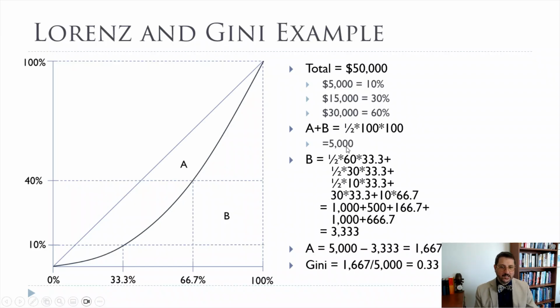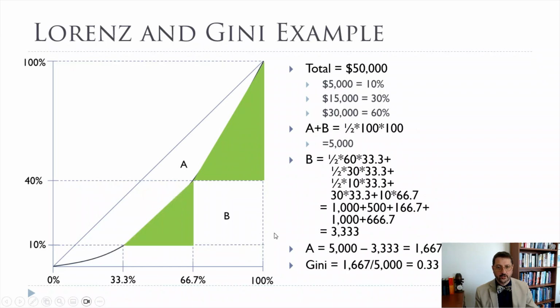Now, A here would be a little bit complicated to calculate. And so instead, we're going to calculate B, which is more straightforward. And we're just going to divide up B into 3 triangles and 2 rectangles. So the first triangle is here. And all of our triangles are going to have a base of 33.3. And then this triangle has a height of 60, 100 minus 40. And so the area then is 1/2 times 60 times 33.3.